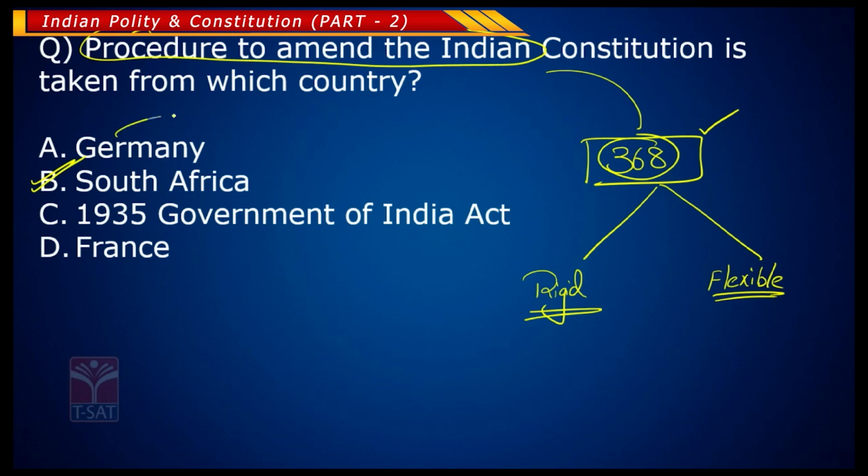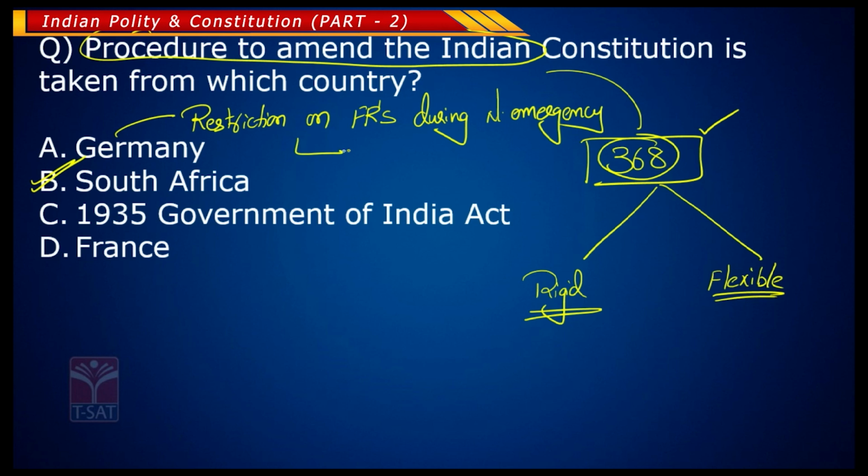What have we taken from Germany? Restrictions on fundamental rights during national emergency, Articles 358, 359. So there are restrictions of fundamental rights during national emergency. From South Africa, we have taken the procedure to amend the Constitution of India, and also the Rajya Sabha MP election process.